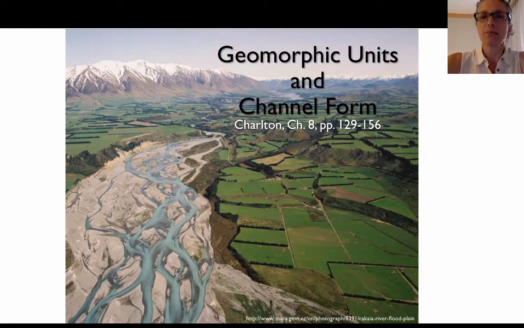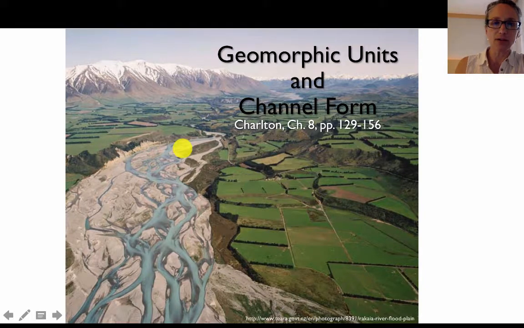So, just wanted to share with you a little bit about Chapter 8, which is covering geomorphic units and channel form. We already talked about some of the basics of channel change and Lane's balance. And today we're going to dive into looking at features within a channel that are larger than bed forms, but are smaller than the actual channel. And so the combination of these different features creates channel form. So we're going to get into that.